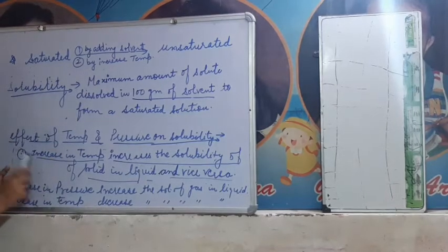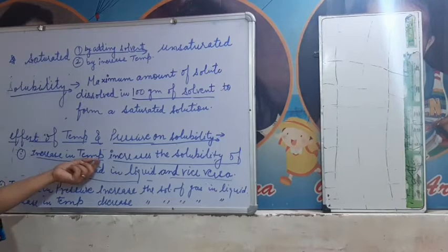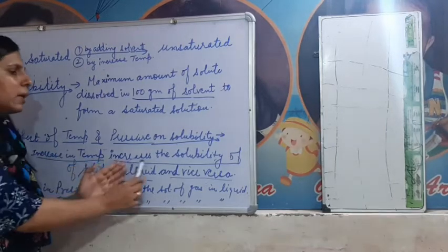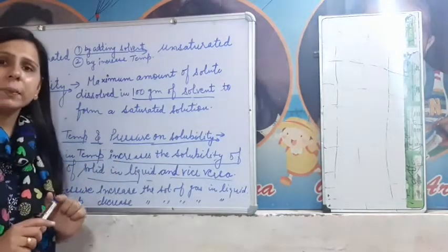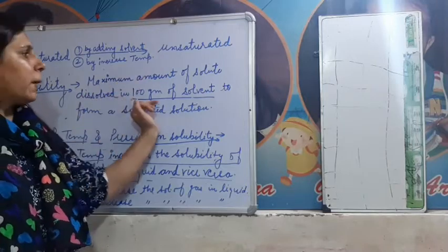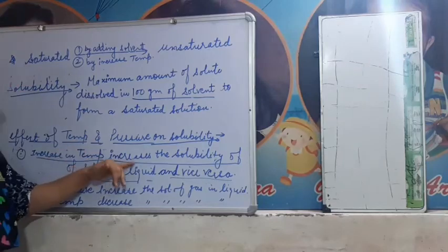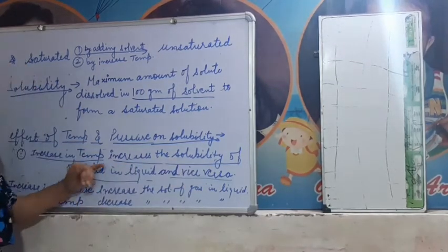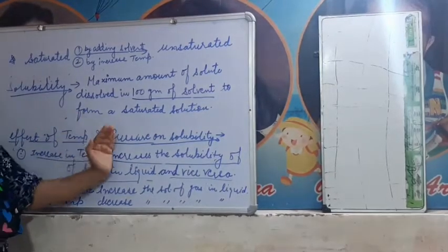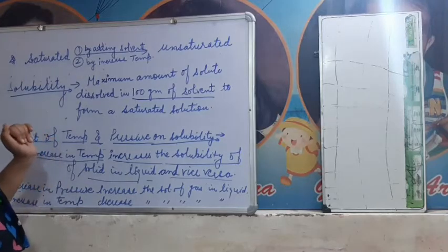The first one, the effect of temperature. If you increase the temperature, as I explained here also, there will be an increase in the solubility. Solubility means the dissolvable amount of solute in a particular amount of solvent. So when we increase the temperature, the solubility of solid in liquid increases, and vice versa. Vice versa means a decrease in temperature decreases the solubility of solid in liquid. We can prove this statement by taking an example.